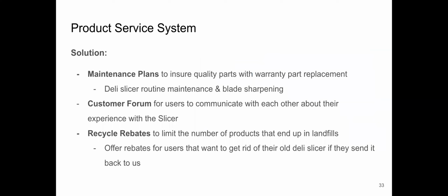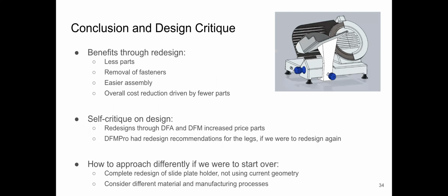We then made a plan for product service systems. We created maintenance plans to ensure quality parts with warranty replacement parts, meaning the deli slicer routine maintenance and blade sharpening. Also, we will create a custom forum for users to communicate with each other about their experiences with the slicer. And last, we will offer recycle rebates to limit the number of products that end up in landfills. This means we'll offer rebates to users that want to get rid of their old deli meat slicers if they send it back to us rather than throwing it away.